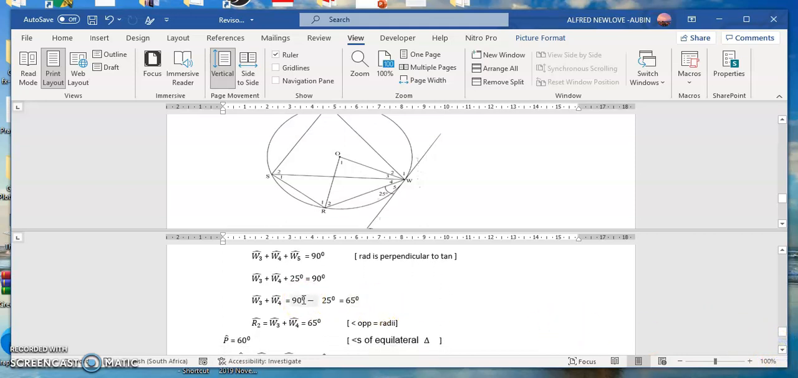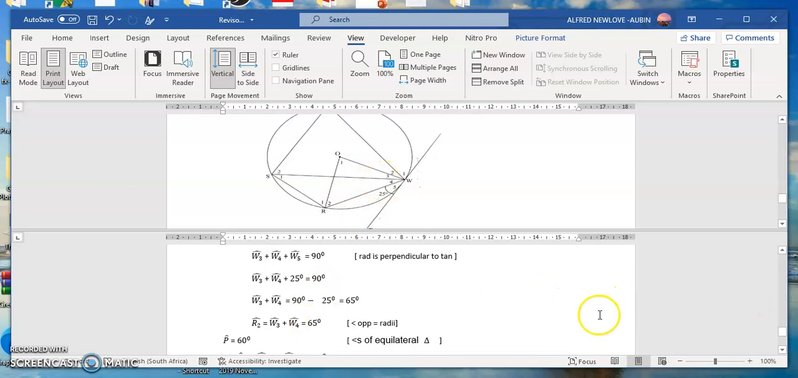Then we can say that R2 is equal to W3 plus W4, because this is a radius and this is a radius. Angles opposite equal radii are equal, because this angle is equal to that angle. So W3 plus W4, which is 65, should be equal to R2.